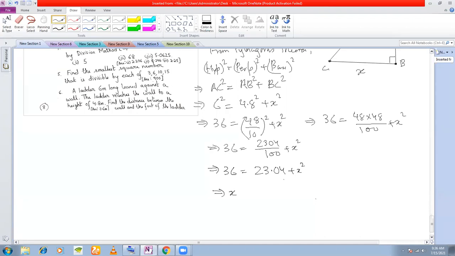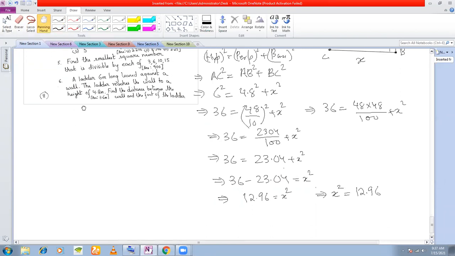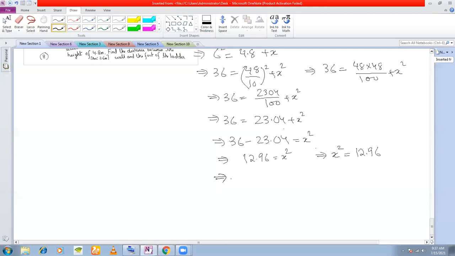That means x square is 36 minus 23.04. How much is this? 36 minus 23.04 is 12.96, which is equal to x square. That means x square is equal to 12.96. So what is x here? x is the square root of 12.96.